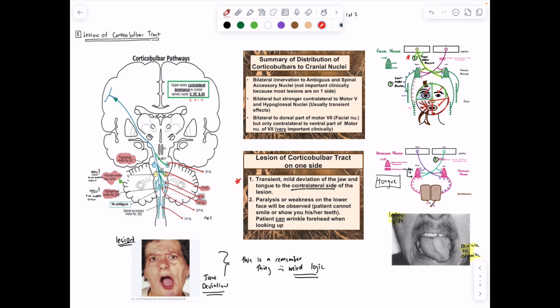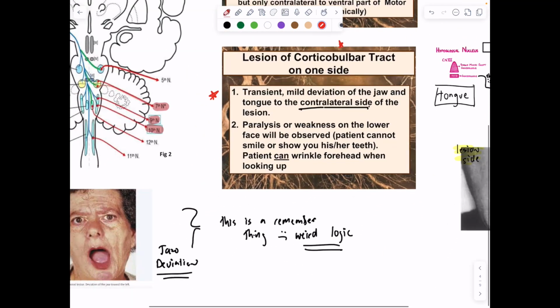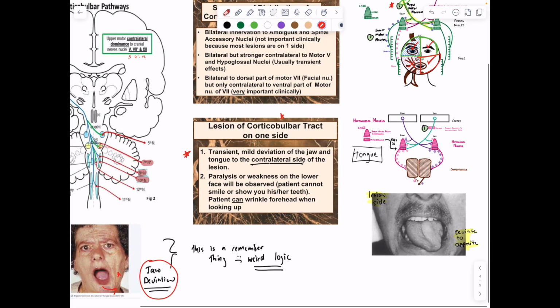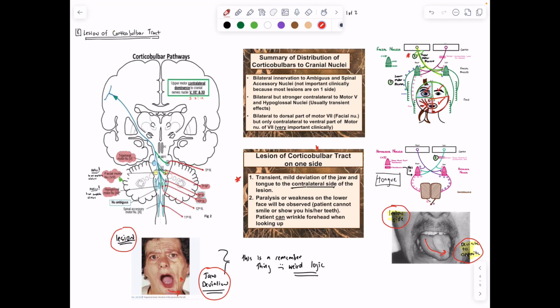So if you have a lesion to the corticobulbar on one side, say my lesion is here on the corticobulbar side, you're going to have a jaw deviation on the opposite side. Right, that's what we see with this person. And then same thing for the tongue. With your lesion over here, you're going to have tongue deviation towards the opposite side. Okay. Why is that the case? Your jaw is going to move towards the muscle that can still clench, right? And so then the tongue's going to also move towards the muscle that's still strong.